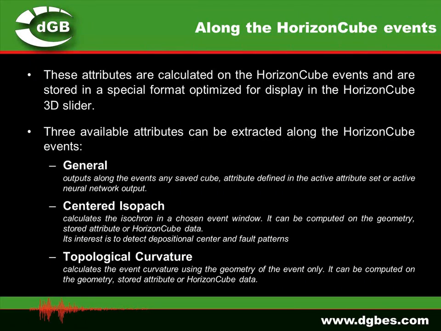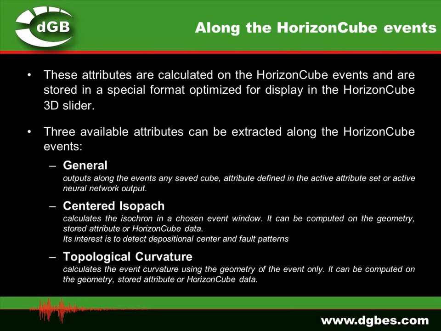You have the center isopack that calculates the isochron in the chosen event window, a window which is defined by a number of events centered on each event. It can be computed on the geometry, meaning the Z values, a stored attribute, or surface data, HorizonCube data. So the stored attribute at the HorizonCube location. The interest of that is to detect the positional center and fault patterns.